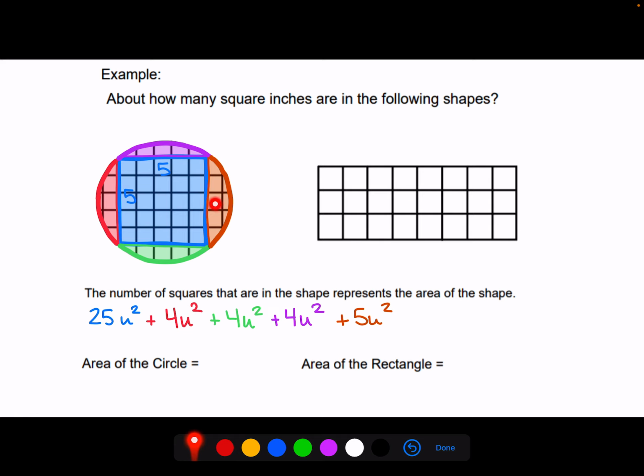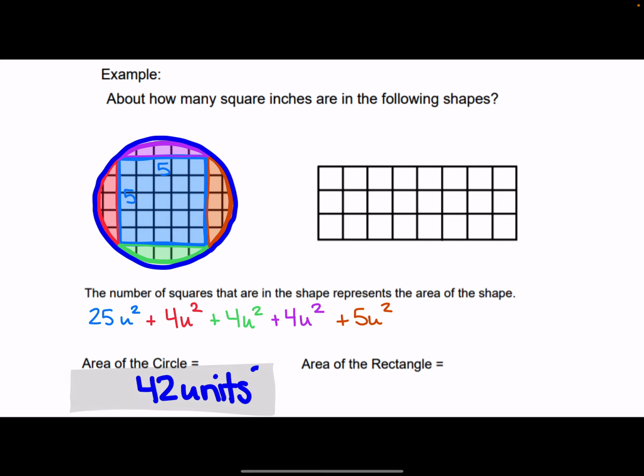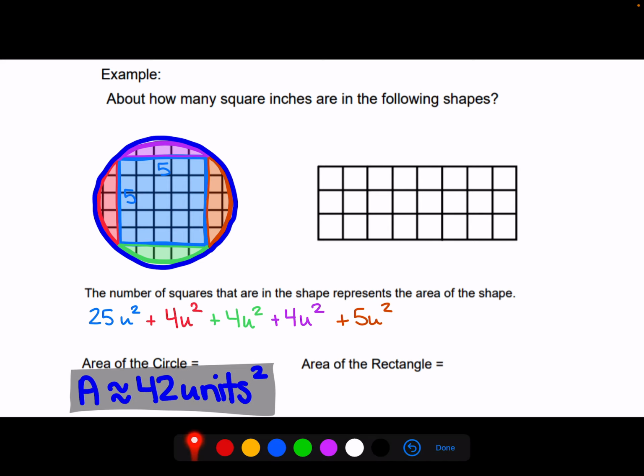Then for our orange side, I have about 5. Not exactly 5, but just about 5. If I add up all these sides together, 25 plus 4 plus 4 plus 4 plus 5, it'll give me about 42 units squared. Again, it's not perfectly 42 units squared, it's about that. It's pretty close, it's just an estimate.